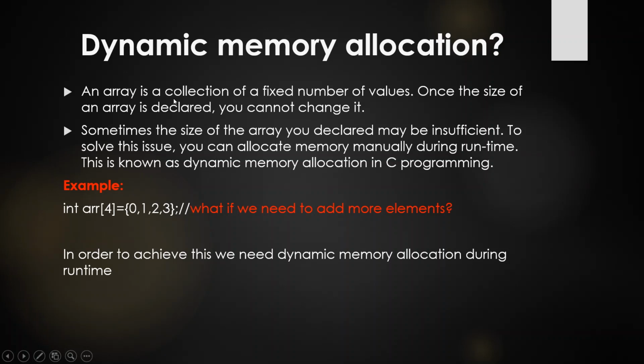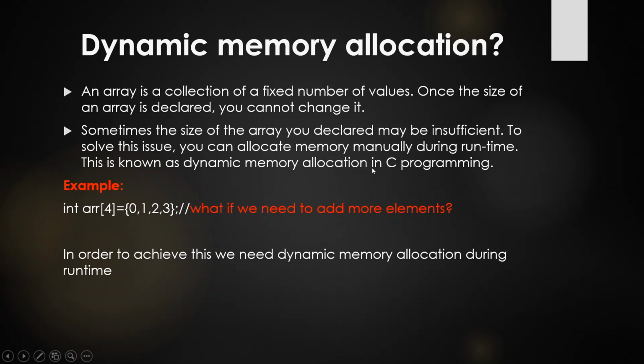See, an array is a collection of a fixed number of values. Once the size of the array is declared, you cannot change it. Sometimes the size of the array you declared may be insufficient. To solve this issue, you can allocate memory manually during runtime. This is known as dynamic memory allocation in C programs.